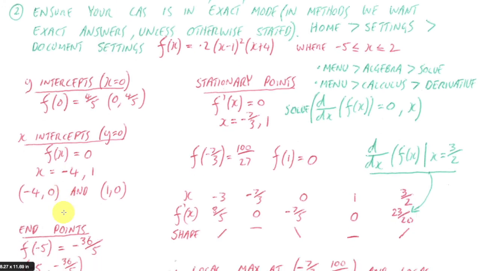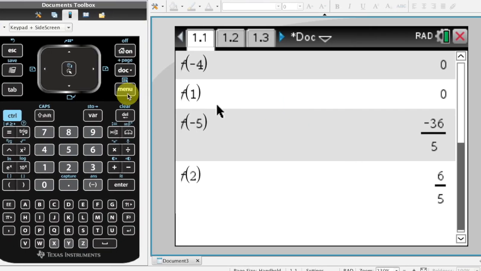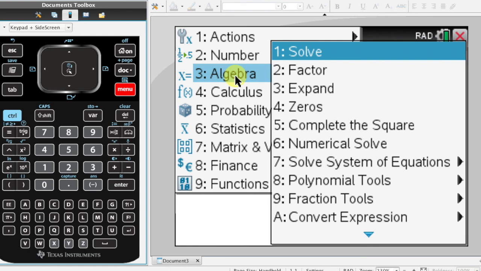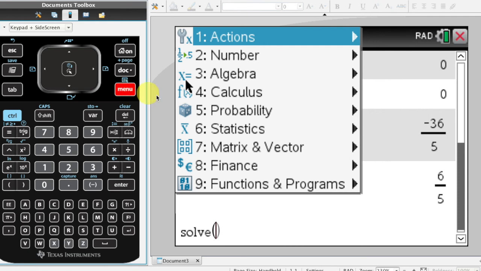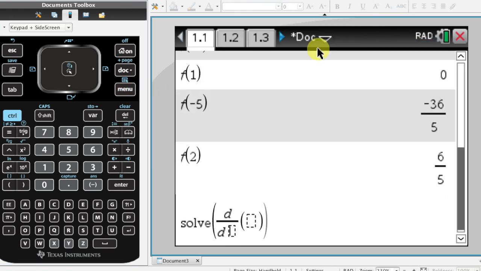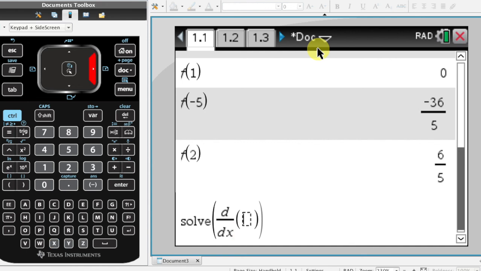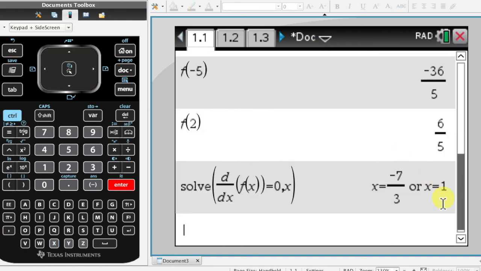I also need to consider the turning points. So remember the stationary points occur wherever the derivative is equal to 0. So, on my CAS, menu, algebra, solve. I now want to bring up the derivative function. So menu, calculus, derivative. I'm doing it with respect to x. I want it to take the derivative of f of x. I'm interested where that is equal to 0. And I'm solving for x. And you can see I have those two values.